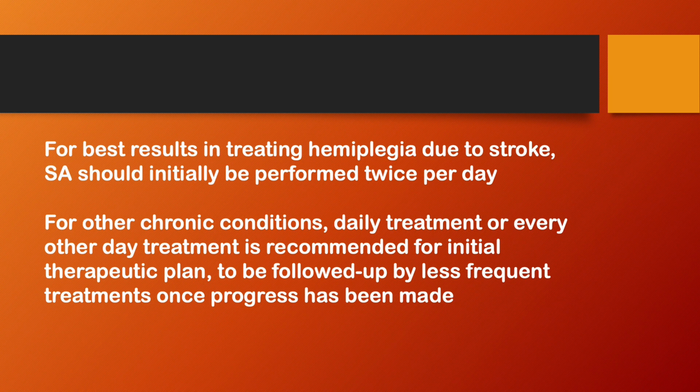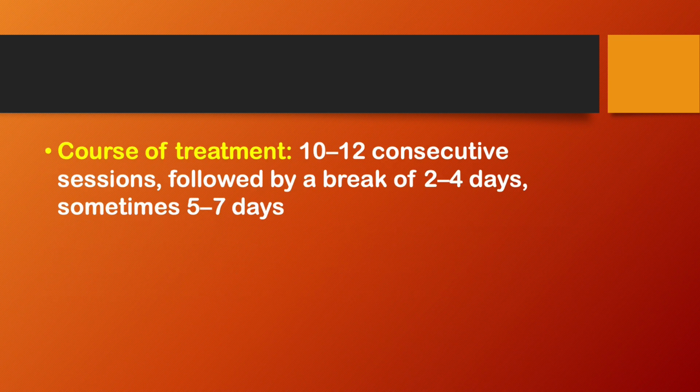For best results in treating hemiplegia due to stroke, scalp acupuncture should initially be performed twice per day. For other chronic conditions, daily treatment or every other day treatment is recommended for the initial therapeutic plan, to be followed up by less frequent treatments once progress has been made. The course of treatment typically involves 10 to 12 consecutive sessions, followed by a break of 2 to 4 days, sometimes 5 to 7 days.